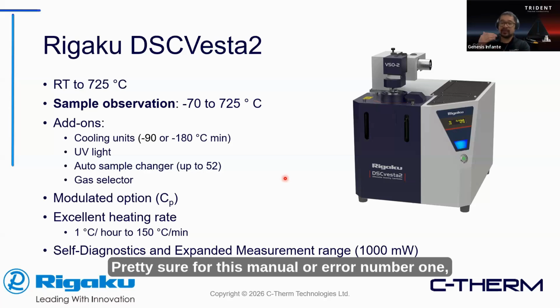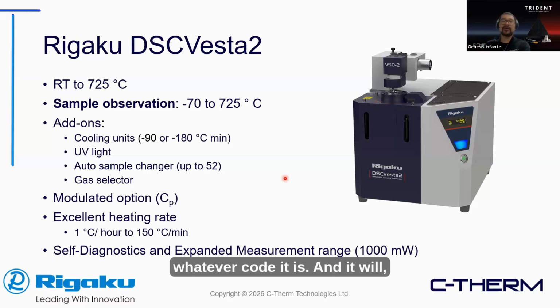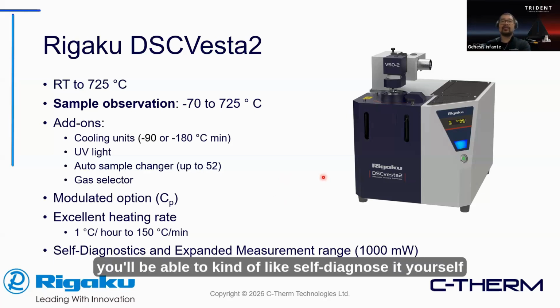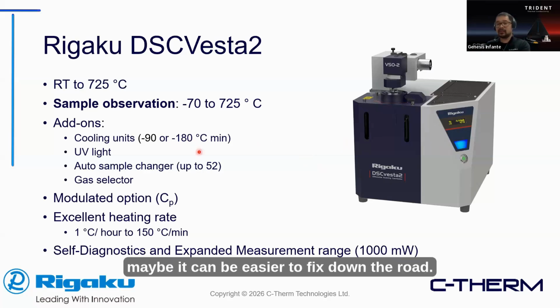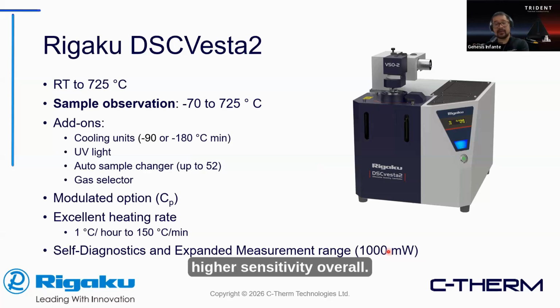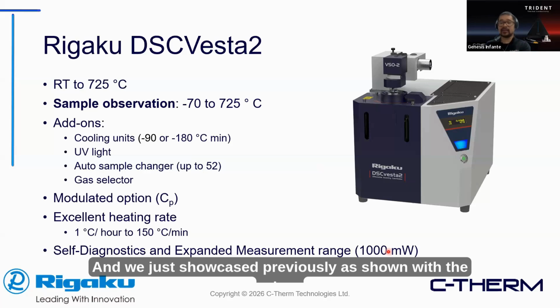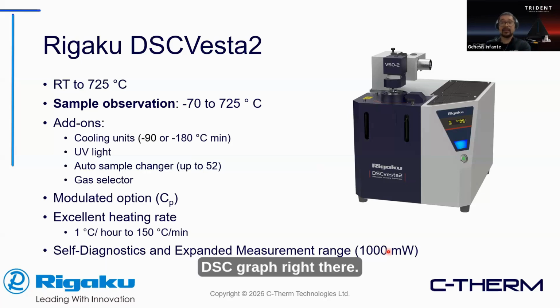Please refer to this manual or error number 1, whatever code it is, and you'll be able to self-diagnose it yourself, and maybe it can be easier to fix down the road. There's an expanded measurement range, which is basically directly related to a higher sensitivity overall, which was showcased previously with the micro DSC graph right there.